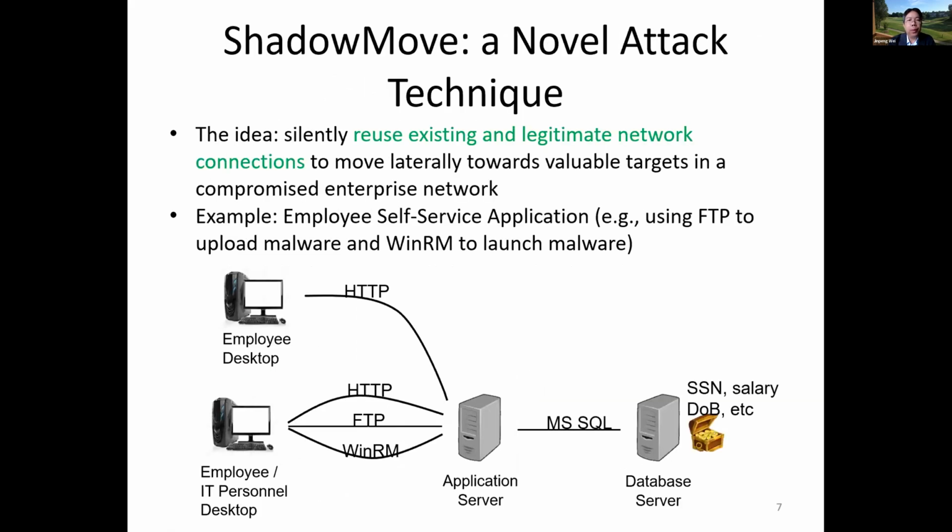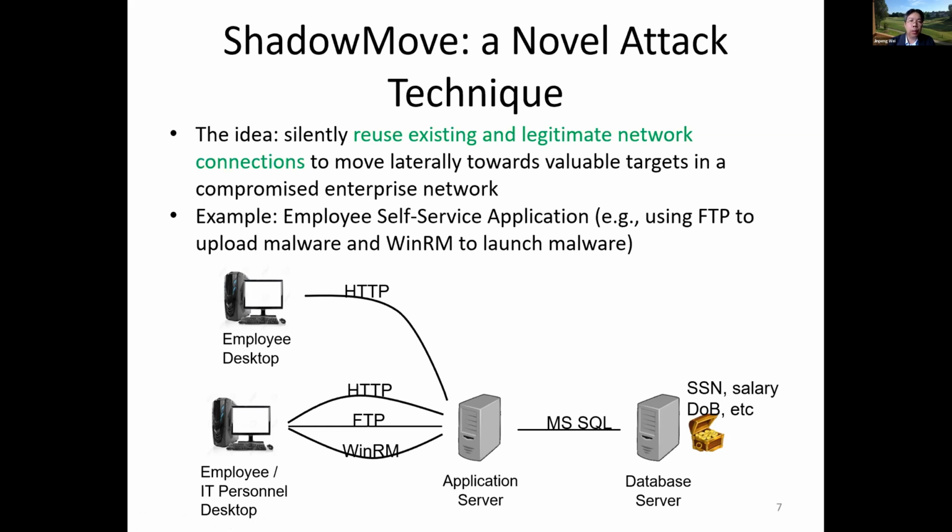Given the understanding of the existing state of the art, we discovered a novel lateral movement technique that we call ShadowMove. Our idea is to silently reuse existing and legitimate network connections to do the lateral movement, but we do not rely on process injection. Our idea is actually using socket duplication, which I will talk about on the next slide.